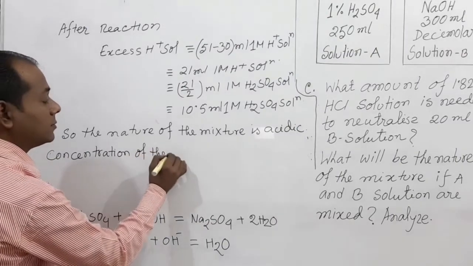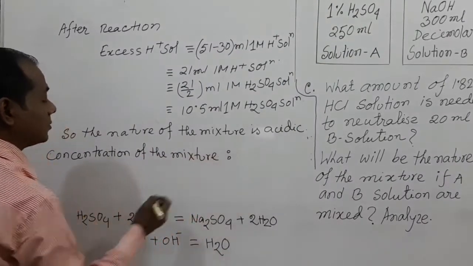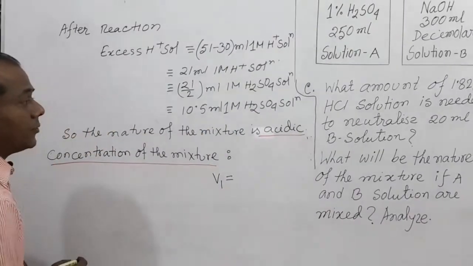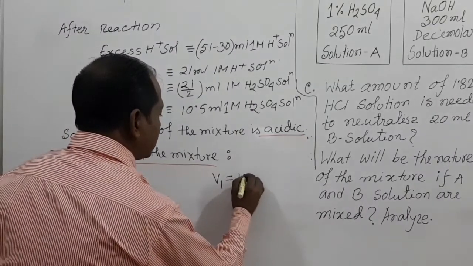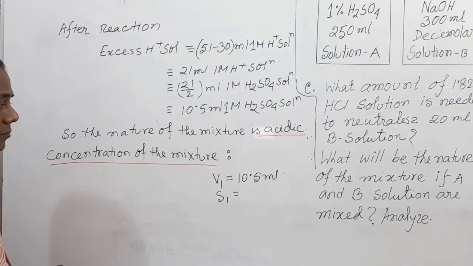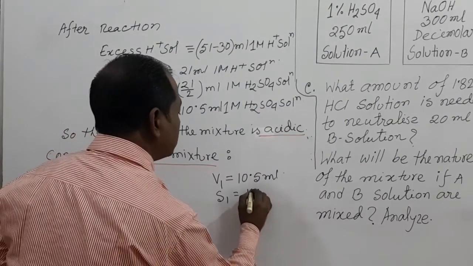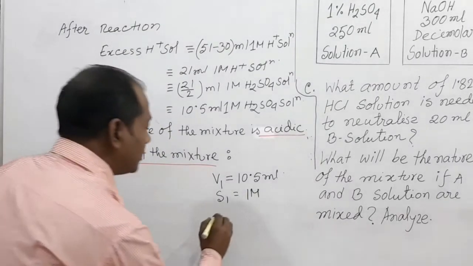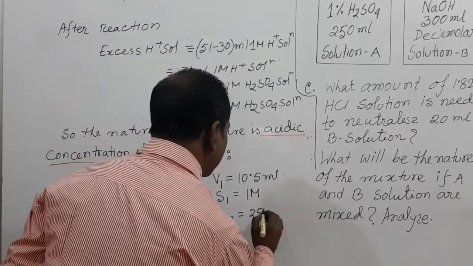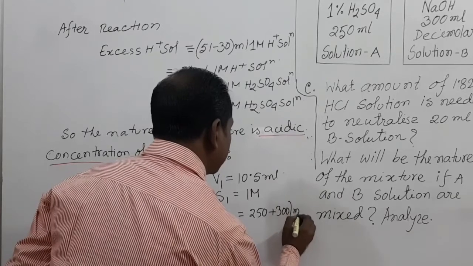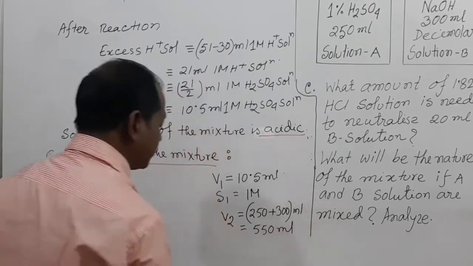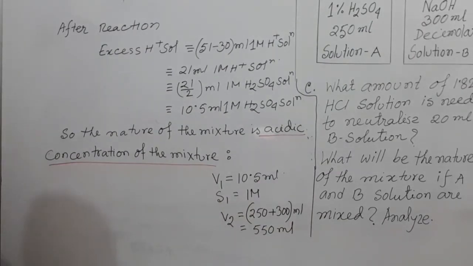Concentration of the mixture. At first we write here V1, that is the excess sulfuric acid that remains in the solution, that is 10.5 ml, and S1, that means the concentration of this sulfuric acid, is 1 molar, and V2 equal to the total volume of the mixture, that is 250 ml plus 300 ml, and we get 550 ml. And what is the concentration?